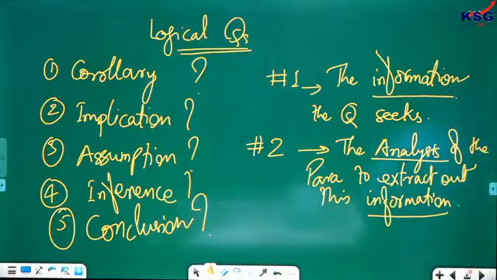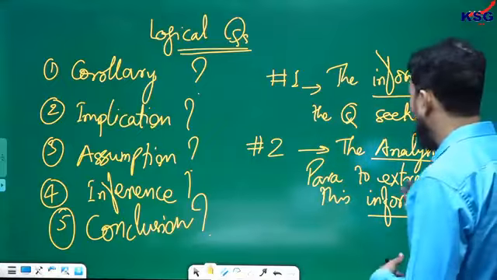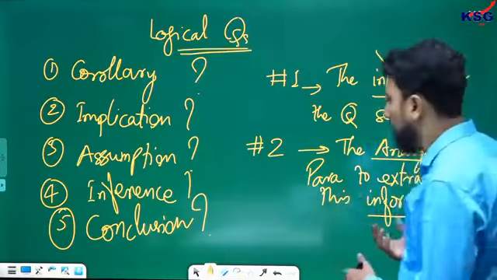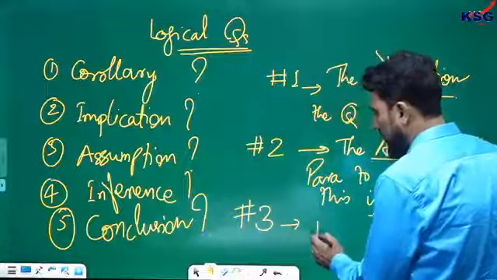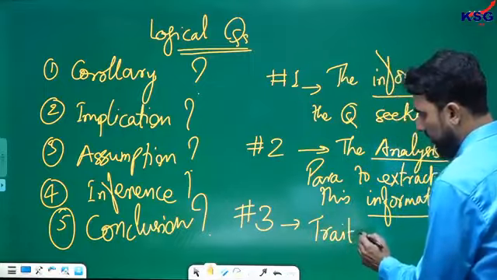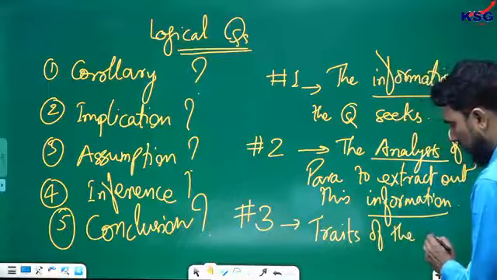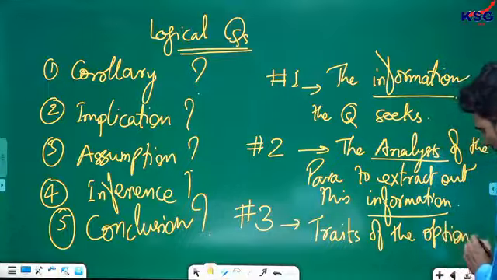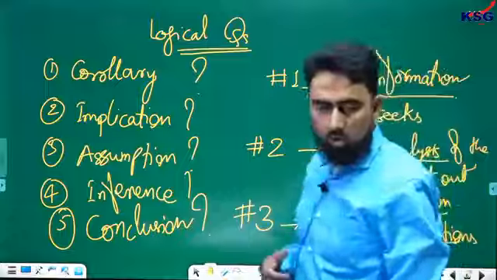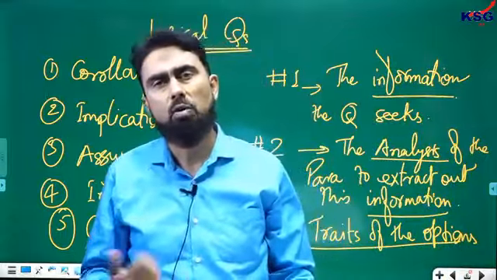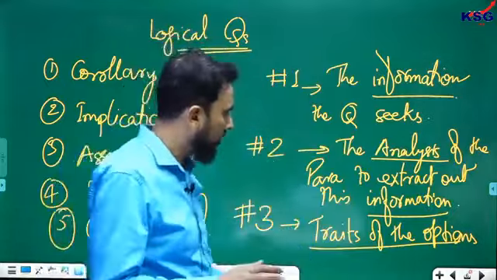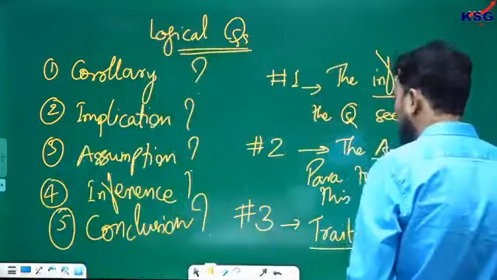So first thing, what does an assumption want as an answer? What kind of information it seeks, what corollary needs as an answer, and then how to analyze the passage to get that answer, to extract out that piece of information. Point number three is about options, traits of the options. Traits of the options, of course, both types of options, the traits of the right option as well as the traits of the wrong options. You must be aware of both types of options, and it will be collectively helping you.